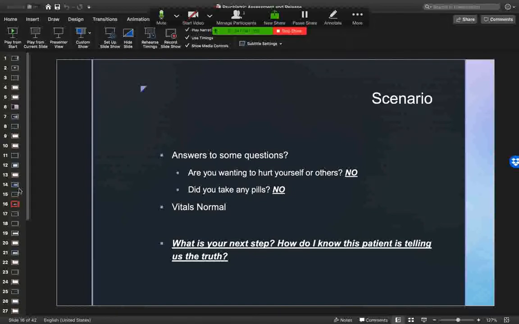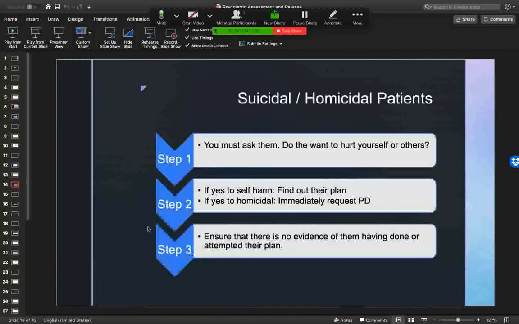Everything's normal. They say they didn't take pills. They didn't want to hurt themselves or others. So what's our next step? How do I know that this patient is telling the truth? Going back to this step here: ensure there is no evidence of them having done this. Look around the apartment.